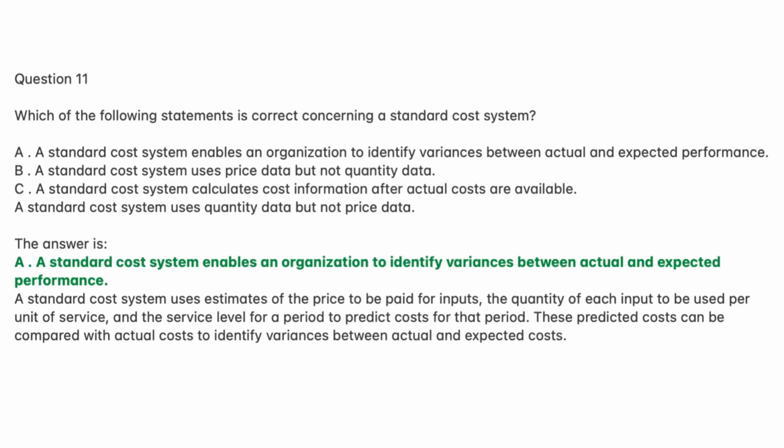Question 11. Which of the following statements is correct concerning a standard cost system? A. A standard cost system enables an organization to identify variances between actual and expected performance.